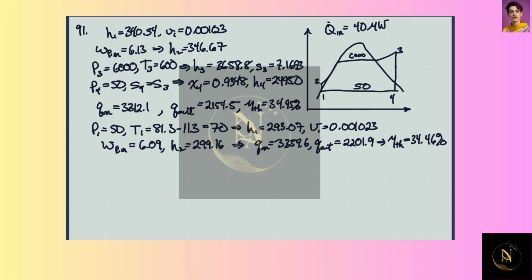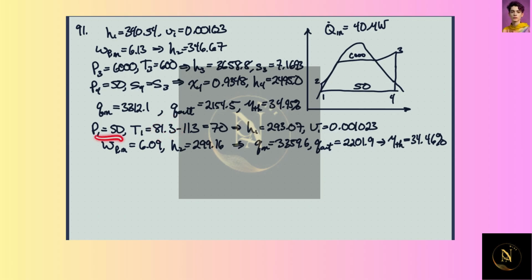Now they asked us a little follow-up question about if the liquid enters the pump at 11.3 degrees cooler than a saturated liquid at the condenser pressure. So we can also figure out what the saturation temperature is at the inlet here, and that turns out to be 81.3 degrees C. So we can subtract off our 11.3, and we get that it enters the pump at 70 degrees C instead of 81.3.